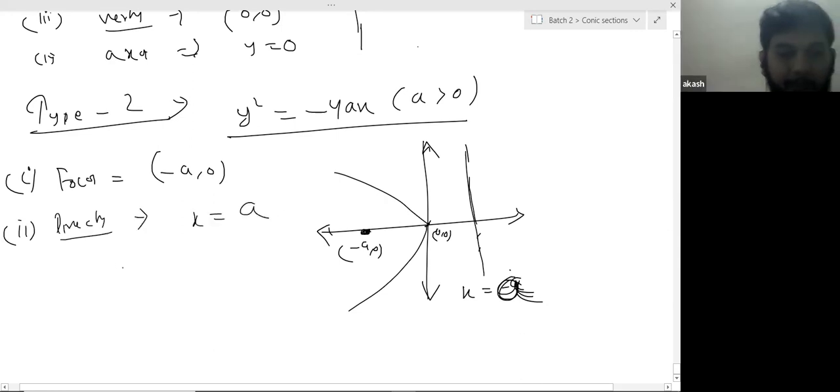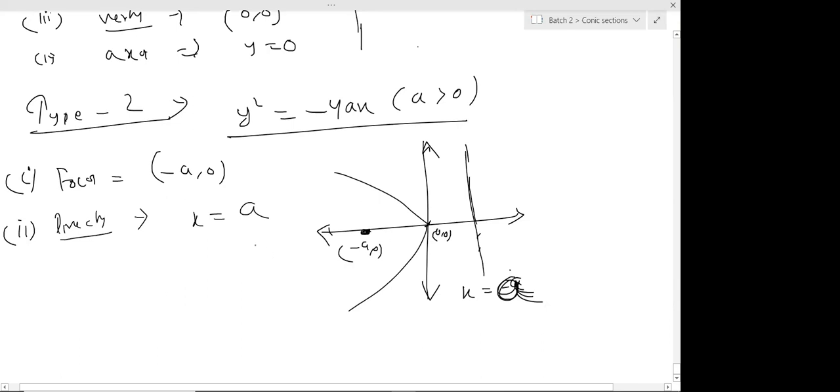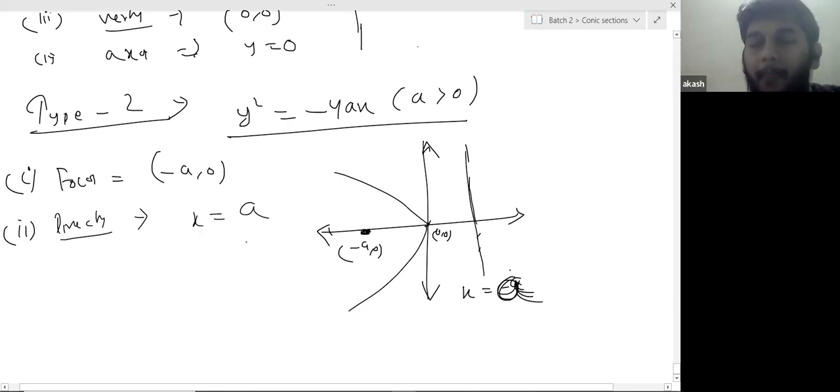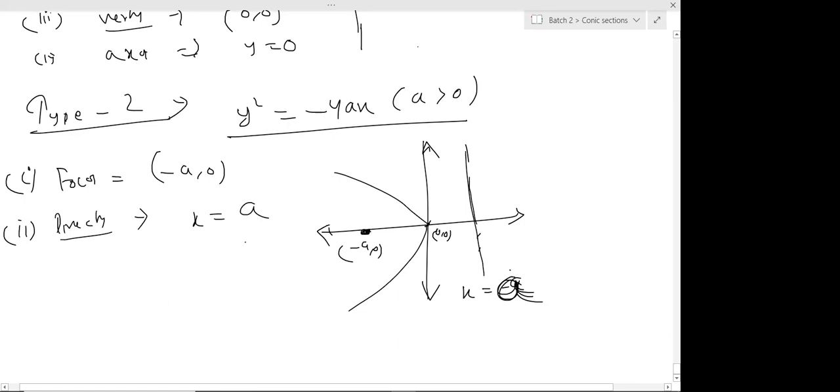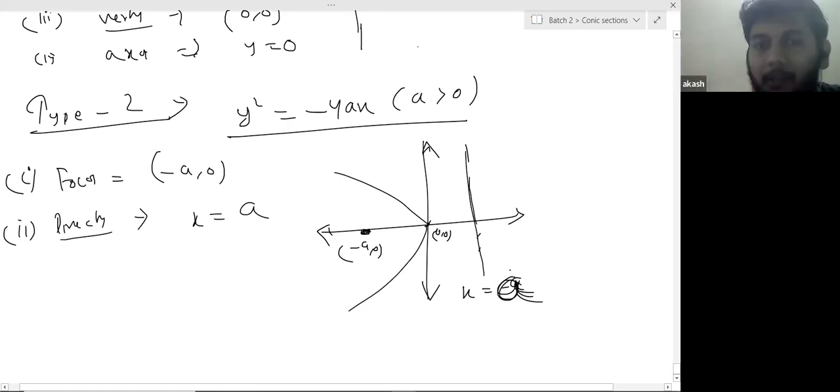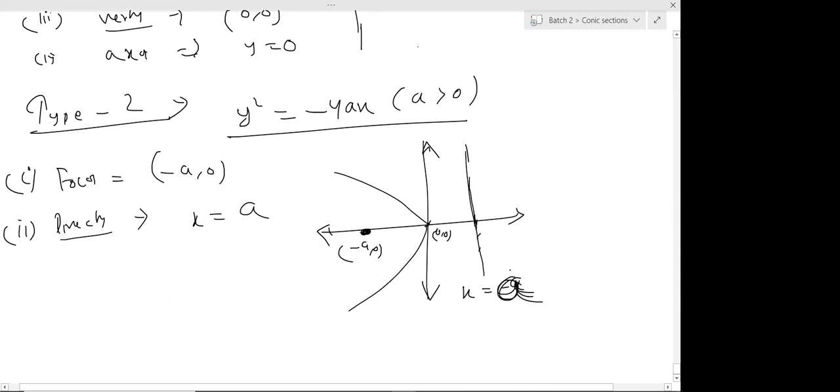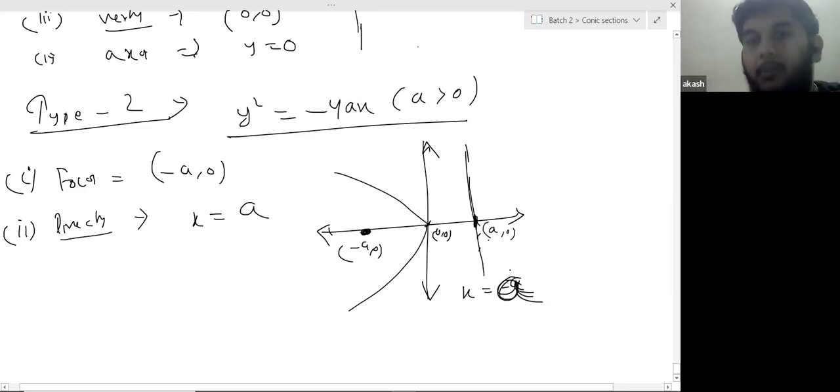So it's down, right? Oh, it's in the fourth quadrant. Which one is negative? I'm saying about the x. If this is the focus, then directrix will lie here, and this is x equals to a. This is a comma 0, so x equals to a. All right.